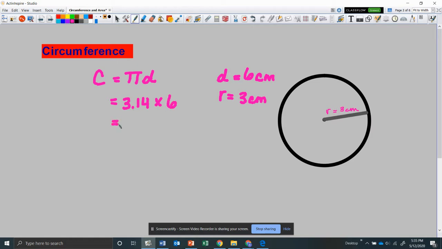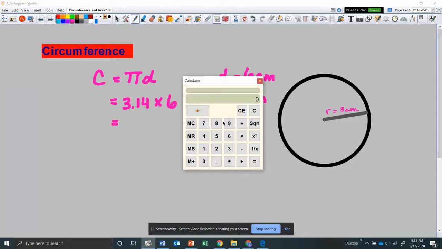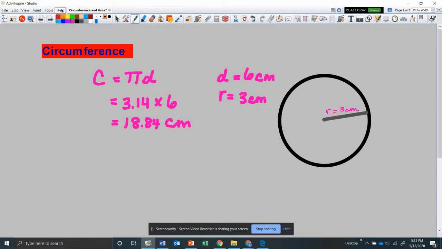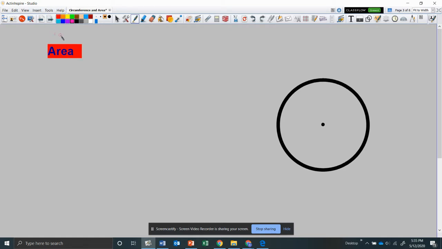Now, if you have access to a calculator, I'll let you use a calculator for this. 3.14 times 6 is 18.84, and I'm going to label it as centimeters. Okay, now let's talk about area. What's the formula for area? The formula for area is that the area of a circle is equal to pi times the radius raised to the second power.